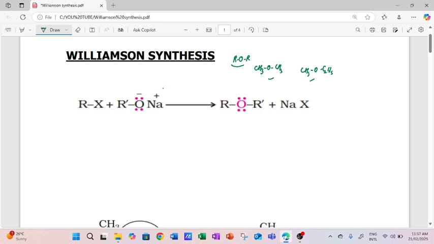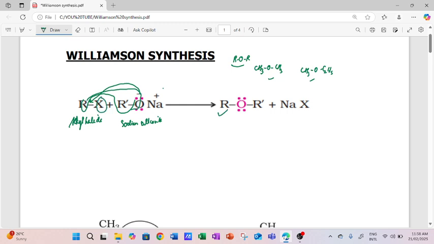Ethers are prepared from alkyl halide RX, which is reacted with sodium alkoxide, RONa. I'll explain the mechanism of the reaction. As we know, sodium alkoxide has an oxygen atom. It is electron rich, a nucleophilic center. So this electron pair will be donated to the carbon atom of the alkyl halide. As a result, this oxygen atom is connected with the alkyl group, and you get a product like this, ROR.